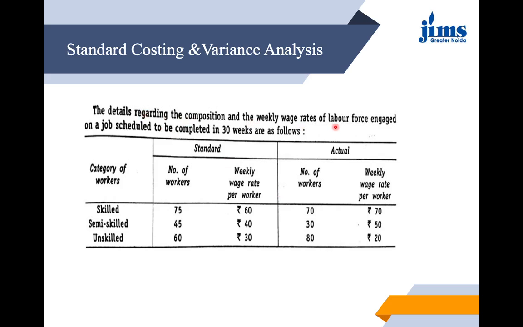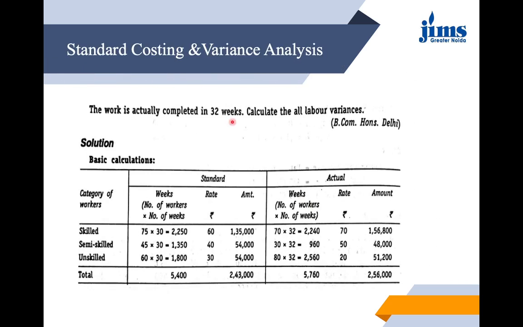Then for the next question, we are able to see the details regarding the composition and the weekly wage rates of the labor force engaged on a job scheduled to be completed in 30 weeks. Keep a check that as per the standard it is supposed to be 30 weeks. Here we are given the number of workers under 3 grades, skilled, semi-skilled and unskilled, and their wage rates are given to us, and the actual number of workers is also given to us. They are varying. So now let us see. They are saying the work actually completed in 32 weeks. So calculate all the labor variances.